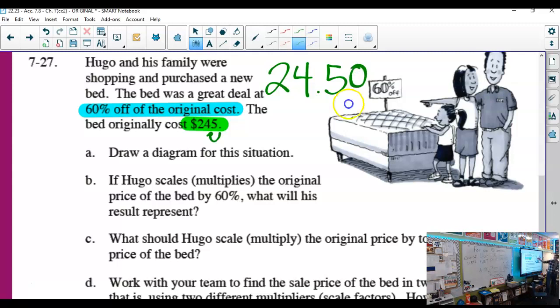Since it's 60% off, because then we want to find the discounted price of the bed, right? Like the final price. No, wait, there's an easier way. There's a better way. Lucy, do you know our better way? Multiply it by 0.6. That will work to get us our discount also.